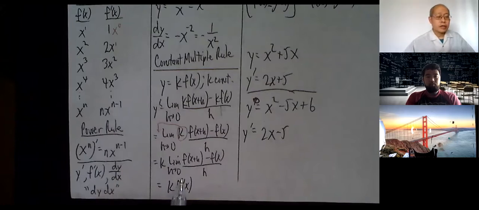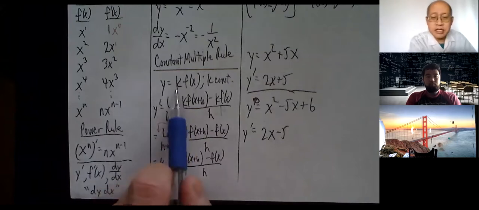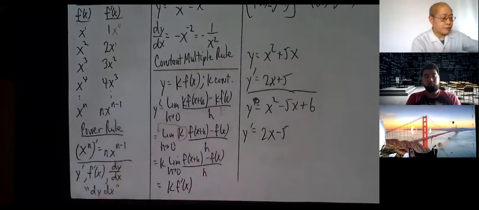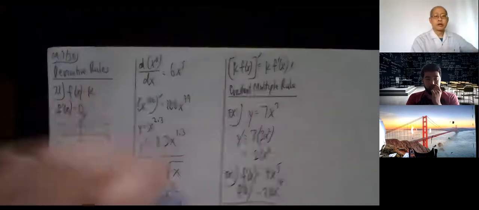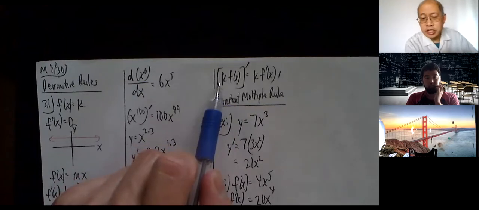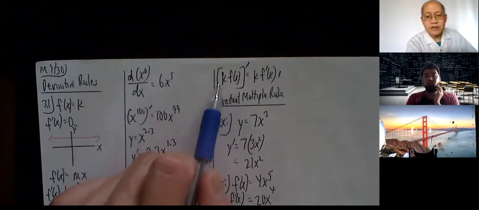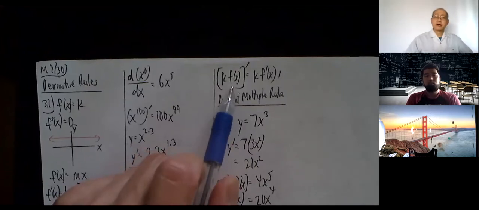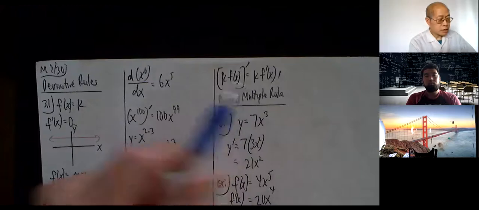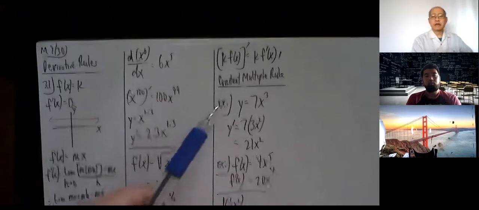So in short, if you have a constant times a function, the derivative is the constant times the derivative of the function. You can write it like this. Now again, do you want to write it on your cheat sheet? You may. I don't think it's that difficult to memorize. You have a number in front of a function. Just take the number times the derivative of the function. So here are some easy examples.